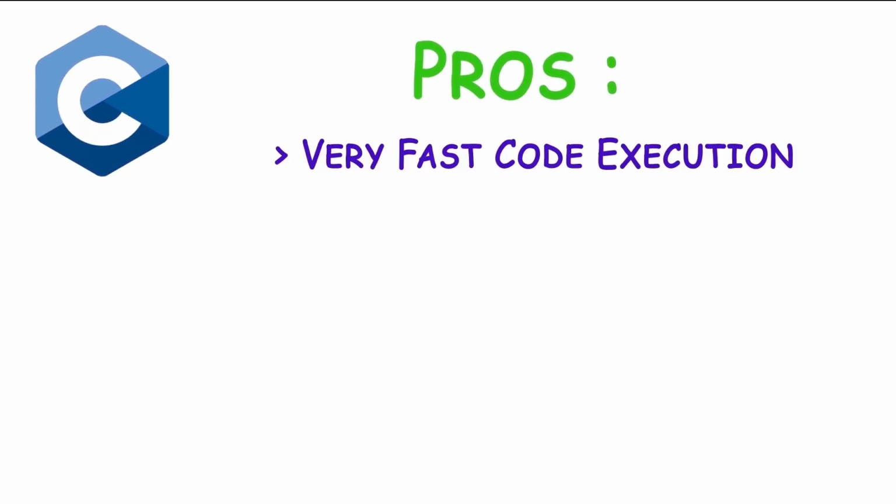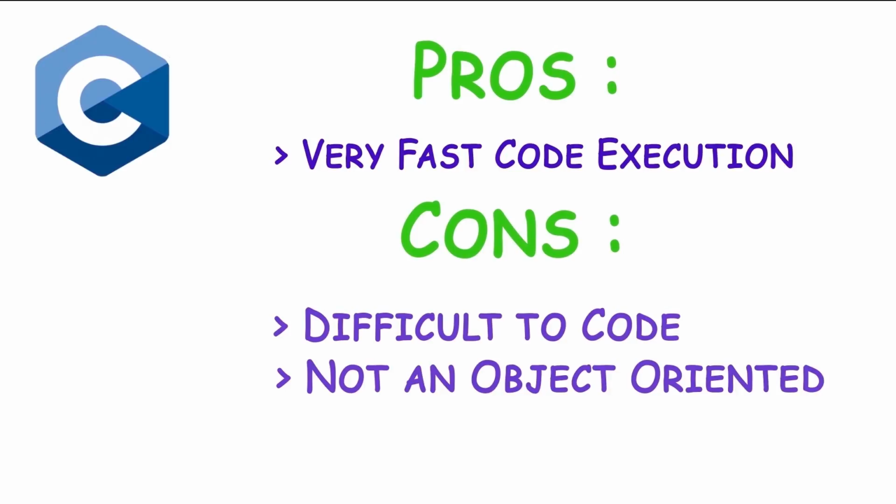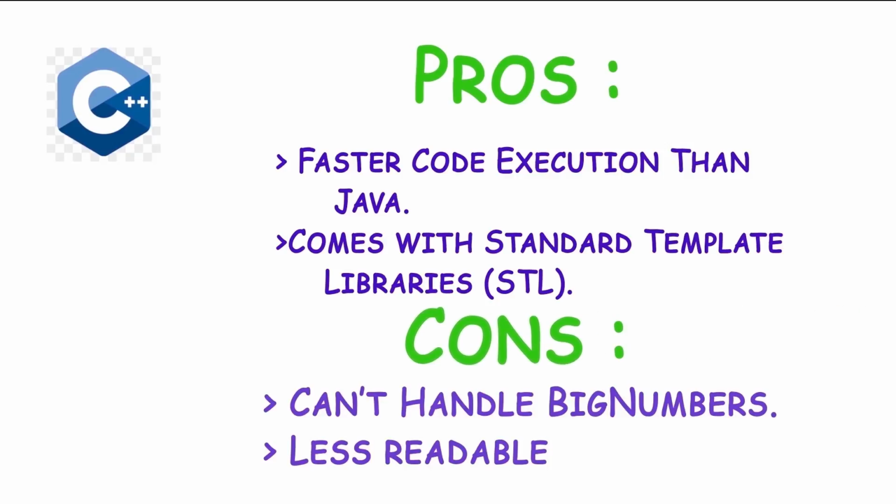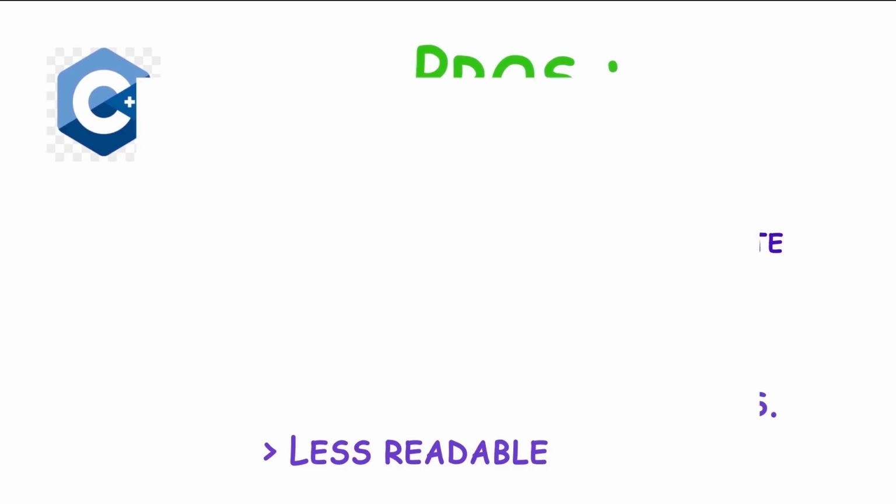Many programmers love the C language because of its fast code compilation and execution time. But there are some limitations too, like it's difficult to code and it's not an object-oriented programming language. Now C++, an upgraded version of C, is a very popular language among competitive programmers due to its fast code execution and standard template libraries. STL comes pre-built with it, which makes programmers' lives a lot easier. Some limitations of C++ are: it can't handle big numbers like big integers, and it is less readable than Python or Java.